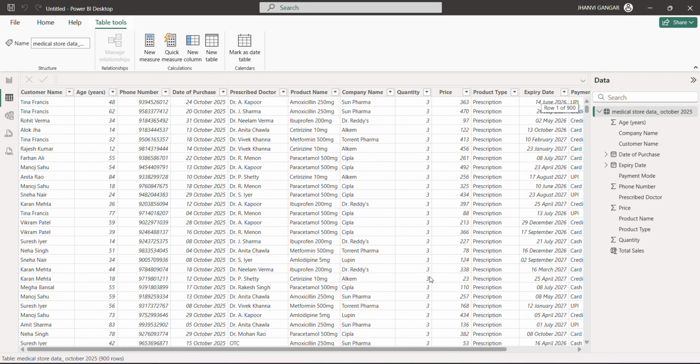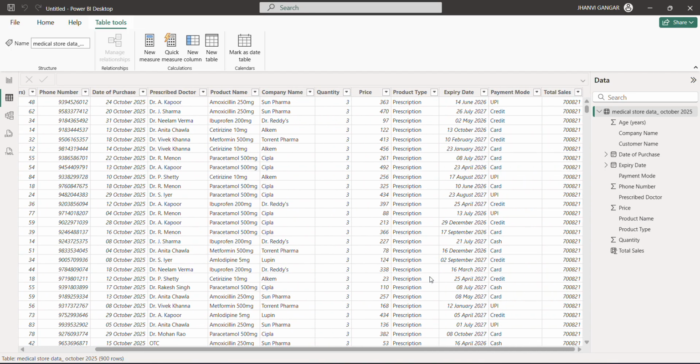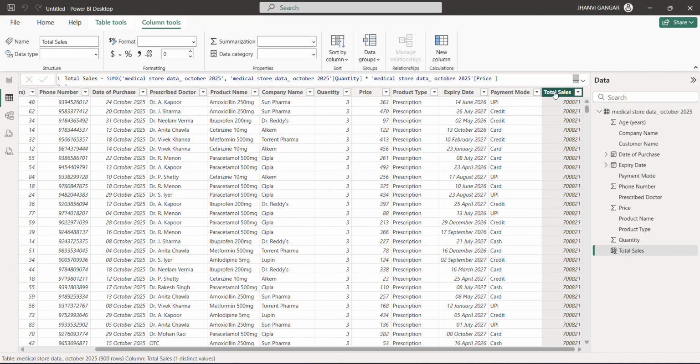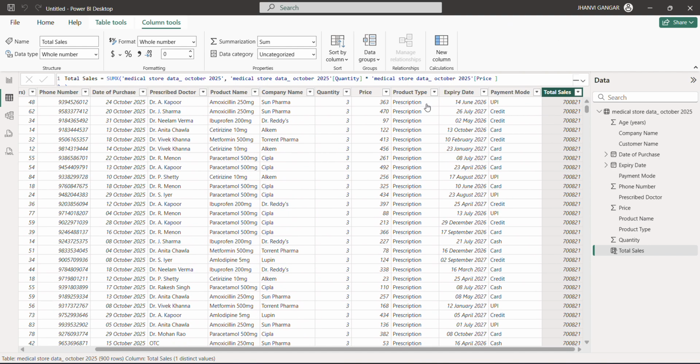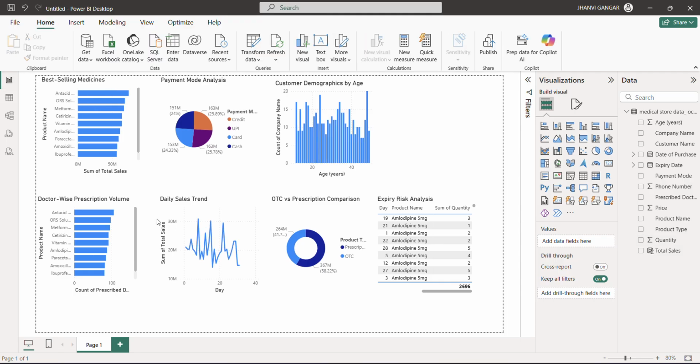So now, initially, I had the data up to the payment mode. To figure out the total sales, we have used the code for total sales, which is the sum of the medical store's quantity and the price, and the output is here. And then we move to the visualizations that I have created.